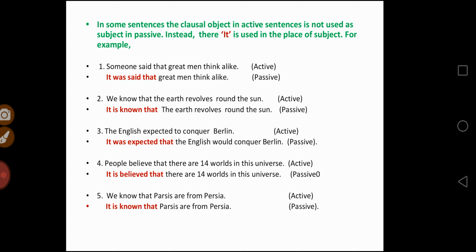People believe that there are 14 worlds in this universe. It is believed that there are 14 worlds in this universe. We know that Parsis are from Persia. It is known that Parsis are from Persia.